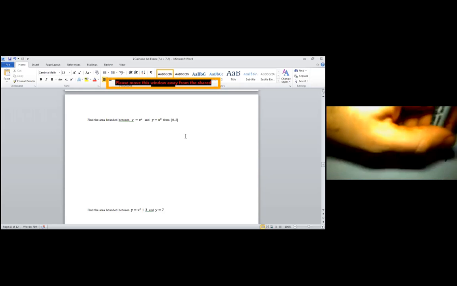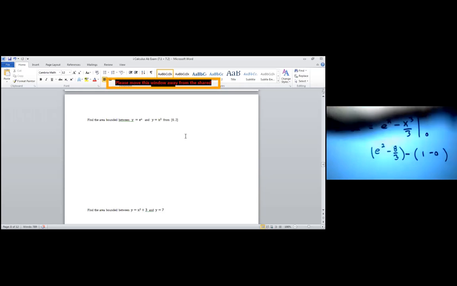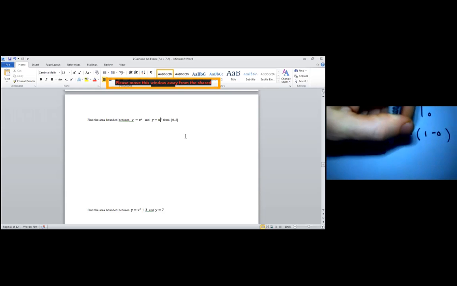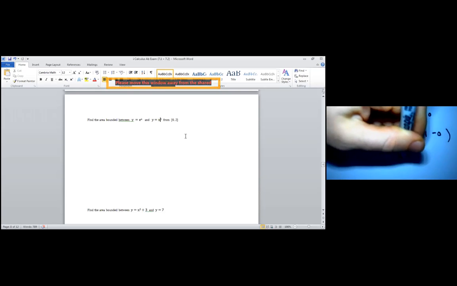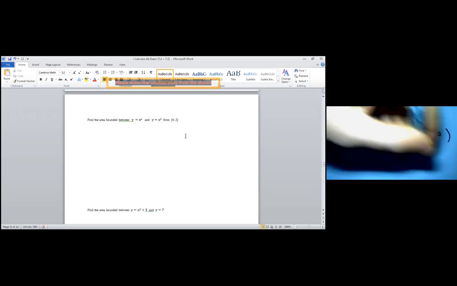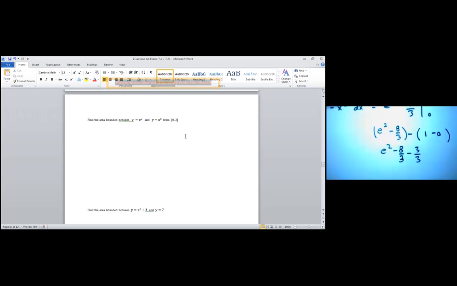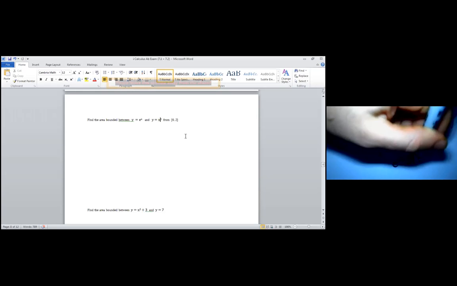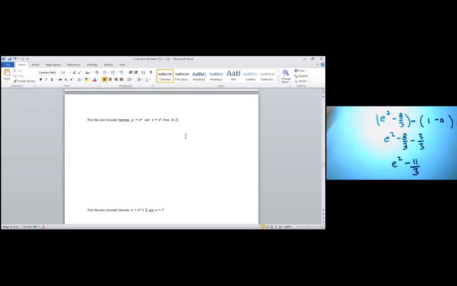It's not in this problem. E to the 0 is 1. And the second one is 0. All right, so that gives us e squared minus 8/3 minus 1. And that's how we're going to write our 1 as 3 over 3. So that's e squared minus 11/3. Final answer. Any questions on that one?